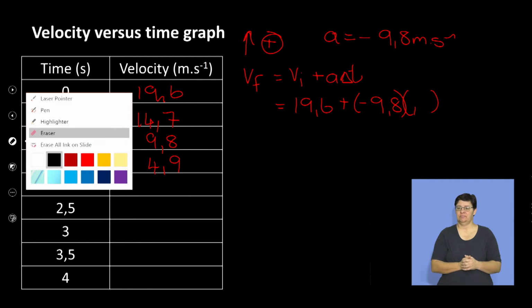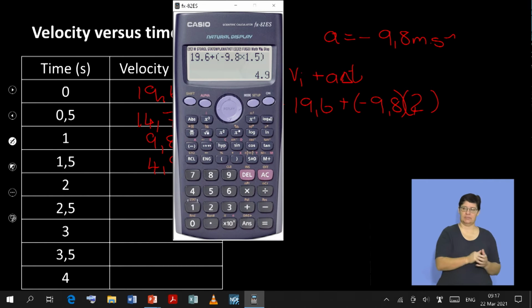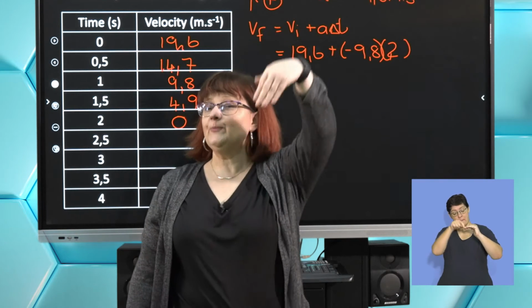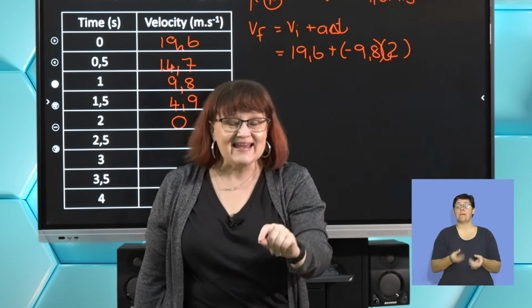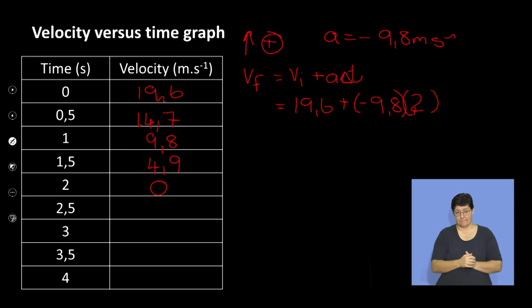Instead of 1.5, we now have 2. Go back to our calculator, and we're going to change that to a 2. Oh, 0. So, after 2 seconds, it's reached the top of its motion. Okay? Now, we need to look at what happens after that. So, our assumption is that now it's going to come back down. Up was my positive direction. So it means that now I should be getting negative velocities, okay? So let's see if that's what happens.